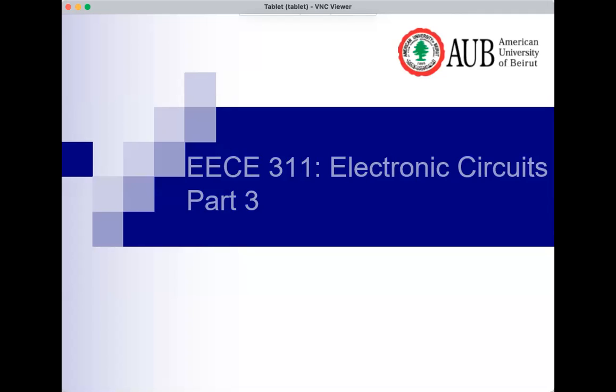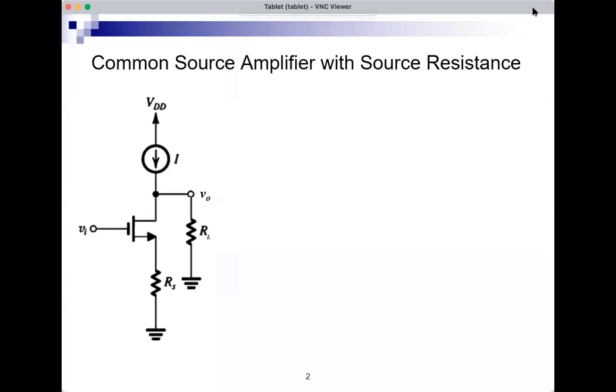This is part 3 of the course about various amplifier configurations. The first circuit we will study is the common source amplifier with source resistance, where we have an amplifying MOSFET with input at gate, output at drain, and this is biased by a current source, which we can assume for now that it's ideal.